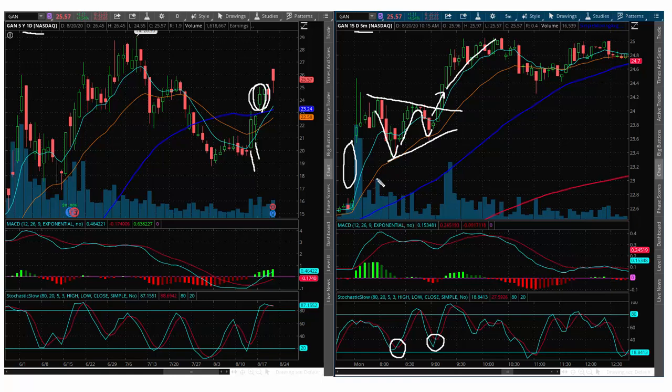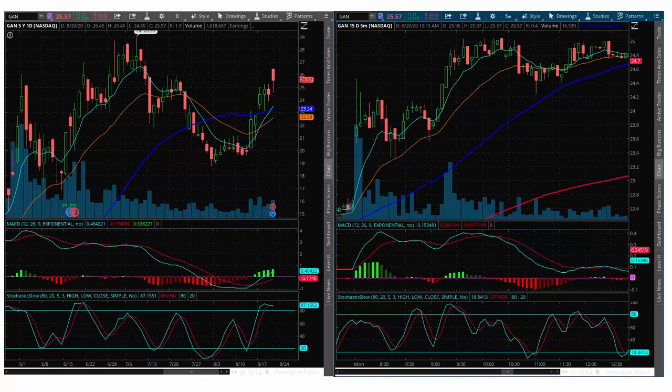So to me, the structure here is perfect. Support at the 21, stochastic cycling down, stock moving very orderly, and then it moves a point, which is just perfect for me. All right, let's go to the next one.